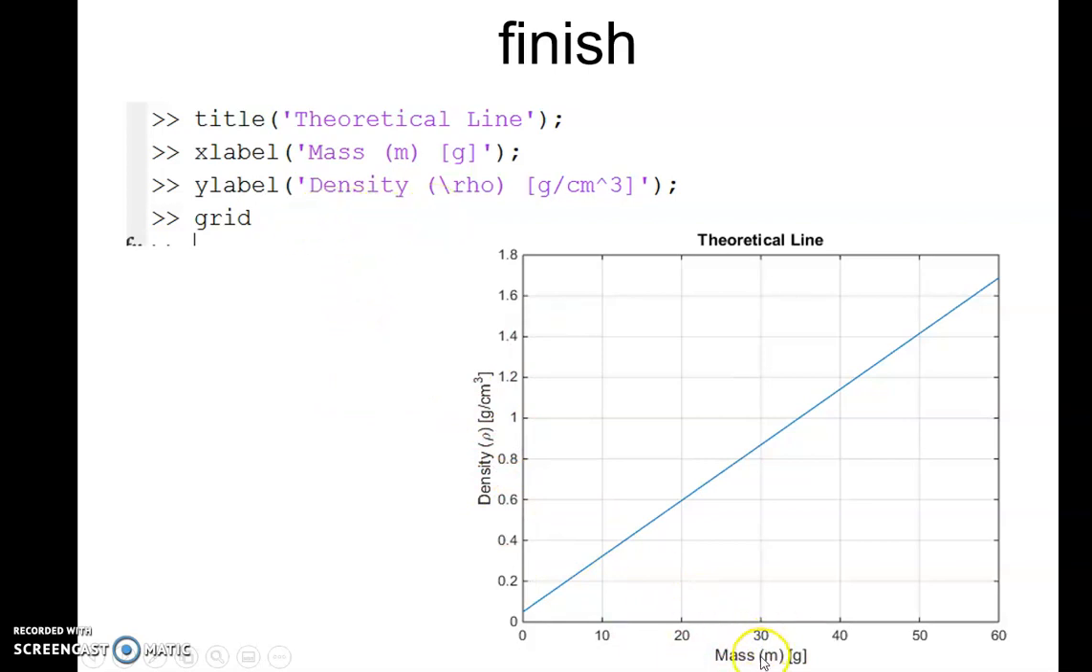Notice here I put density. I actually was able to use the Greek symbol because I did a slash, and when I put the little up arrow, it recognized that and made it a cube. And then I can put a grid on my plot. So that's how I sort of fancied up the one that we just had, right? Theoretical line. I put X and Y labels for what those things stand for. This one would have been, say, mass versus density.